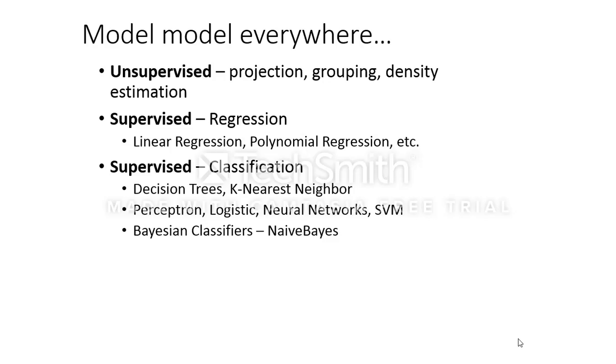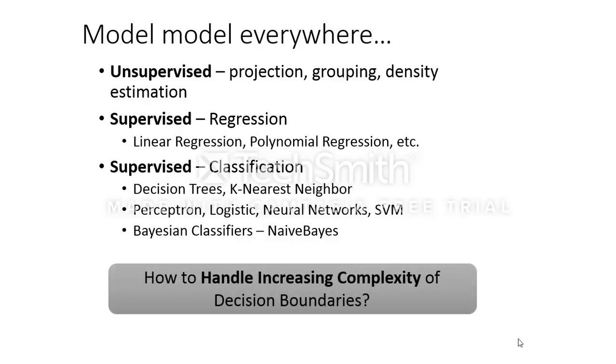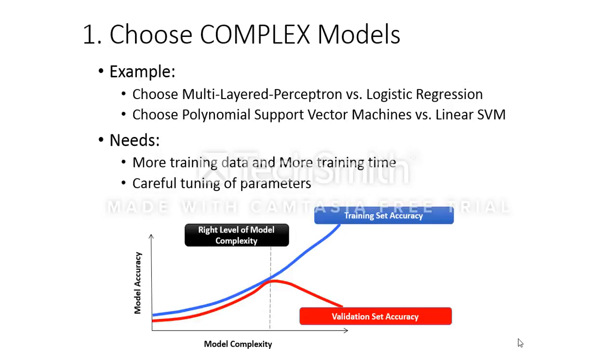So far, we are talking about individual models. We started with unsupervised learning, then moved on to regression, and then classification techniques. Then the question is, how do we keep increasing the complexity, and if the models are not enough to handle the complexity of the decision boundary, what do we do? If linear SVM is not enough, we will go to polynomial SVM. If polynomial is not enough, then we will go to RBF kernel with SVM.